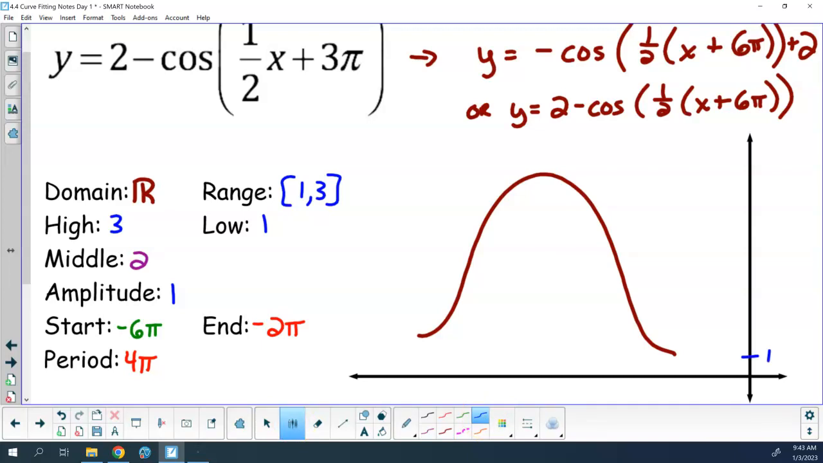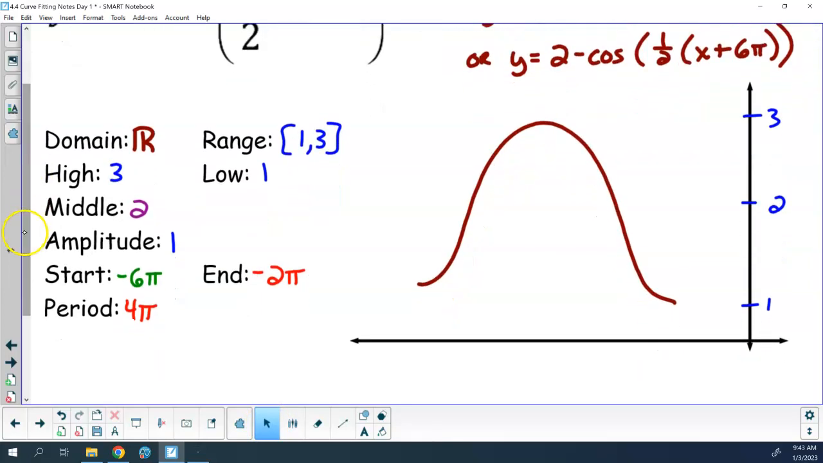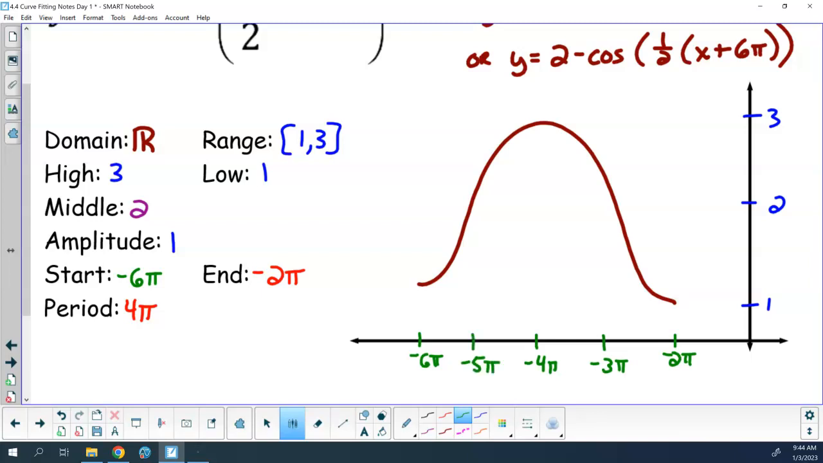One, 3, 2. Then horizontally, we would start at -6 pi. We would end at -2 pi. Halfway would be -4 pi. Half of half would be -3 pi. Half of the other half would be -5 pi.